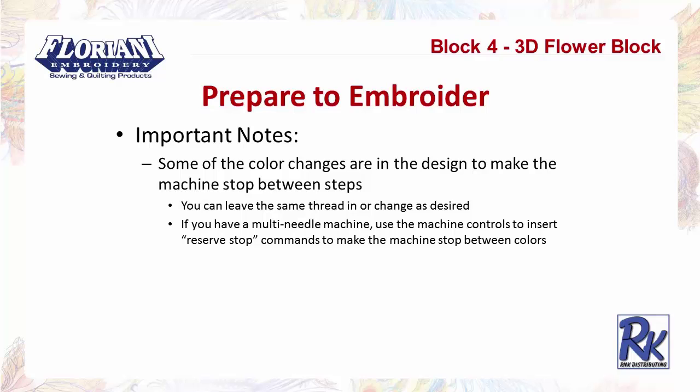So before we start embroidering, it's important to note that most of the color changes in this design are there to make the machine stop between the steps, so we can do things like put various pieces of fabric down, etc. You can leave the same thread color in, or you can change it if you want, that's up to you. But if you have a multi-needle machine, it's important that you use the machine controls on the machine to insert stop commands to make the machine stop between the colors when necessary. Otherwise, it's just going to continue on to the next color, and you're not going to be able to put your fabric down or what you need to do to the things that are in the hoop.